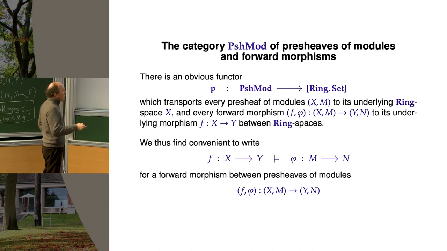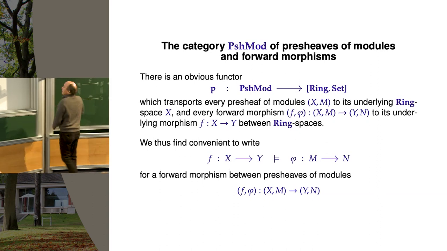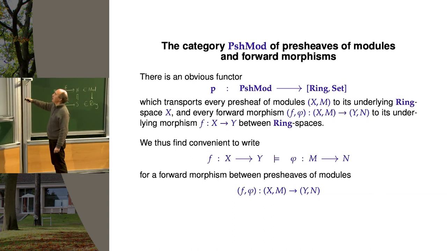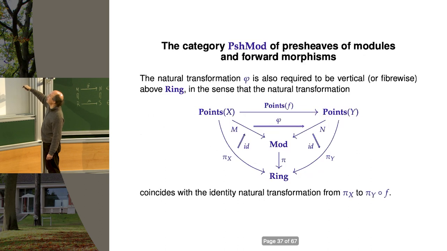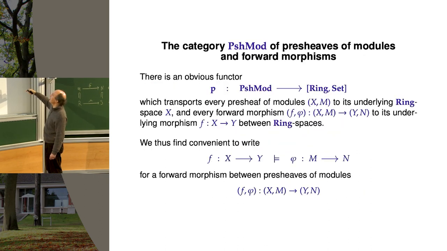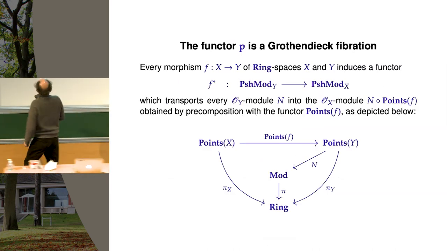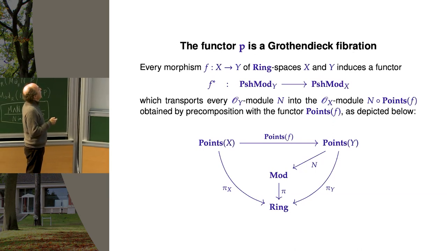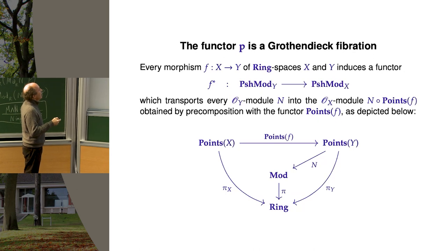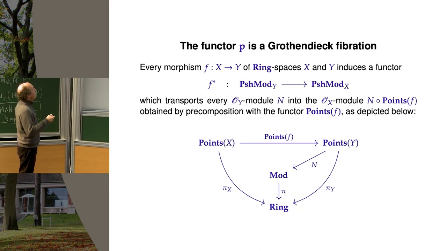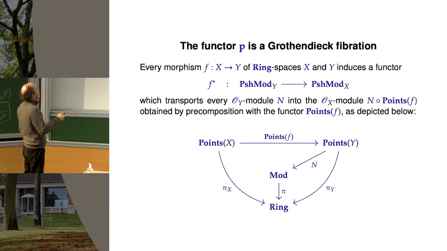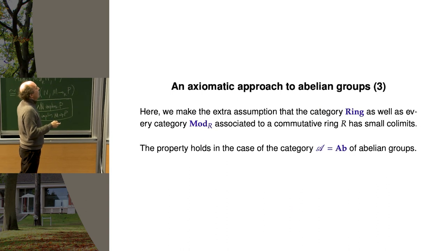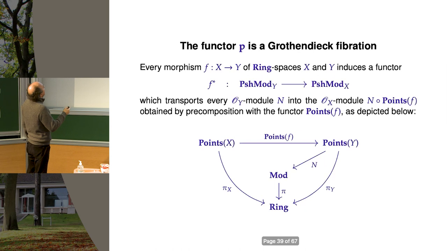And so, in the same way as what I was doing here, it makes sense to write this: if this is a map between spaces, this is a map between modules, and they're consistent. When we are in this situation here, it's not very difficult to see that the functor P is a Grothendieck fibration. And the reason is that if you have an N module here on points of Y and a map from points of X to points of Y, you can just precompose. So it's very easy. Restriction is just precomposition with F here. What is more interesting is that, in fact, we see that it's a bifibration.